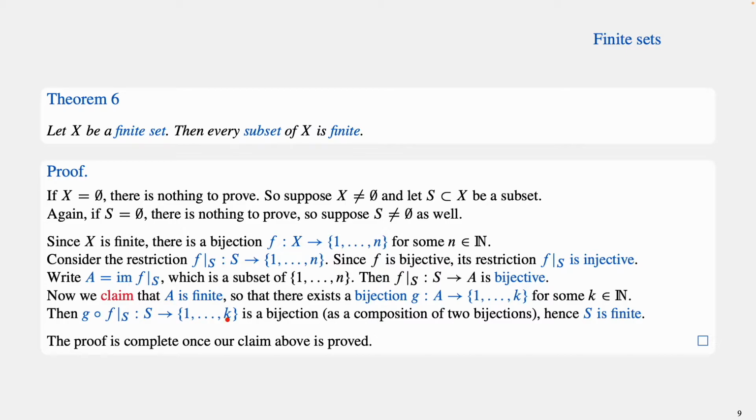And notice what I actually did here. I reduced our original problem on subsets of arbitrary finite sets to a special case, namely to the proof that a subset of the set of numbers from 1 to n is finite. And this is what I'm going to prove now. And once this is proved, the proof for this theorem here will be complete.